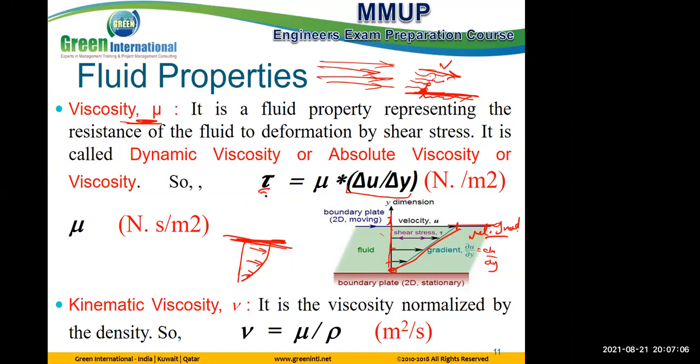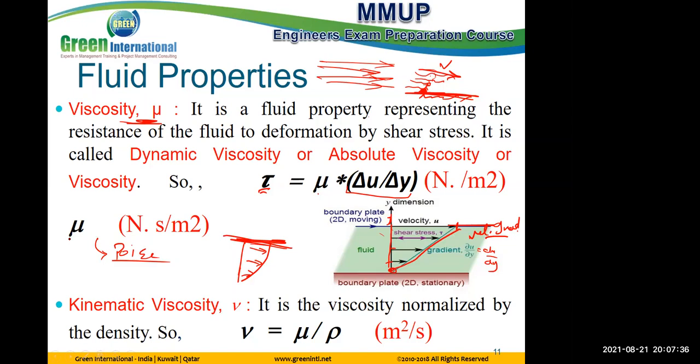So concluded from that, the equation: this is the shear stress created from the friction between layers. This shear stress is equal to mu, which is viscosity, multiplied by delta u by delta y, which is the velocity gradient. The unit of mu is Newton second per meter square, and one of the other famous units is poise. What is the name for this? Dynamic viscosity, absolute viscosity, or viscosity as it is, all the same, referring to mu.